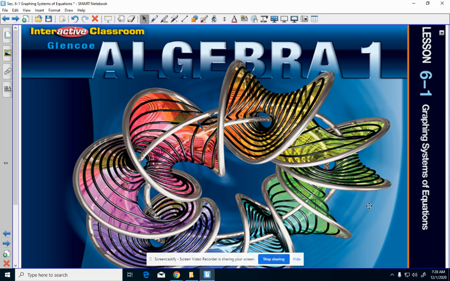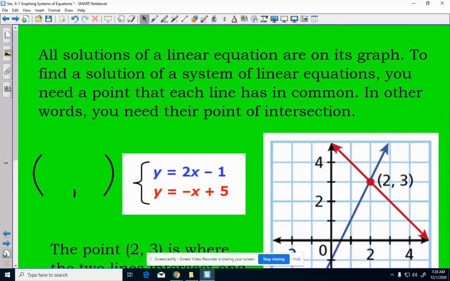We are going to go ahead and start chapter 6 today. And chapter 6 is all about what are called systems of equations. A little different than what we've looked at before. But a system of equations, and we'll come back to this screen if you need to take a note on this for a second, is essentially this.